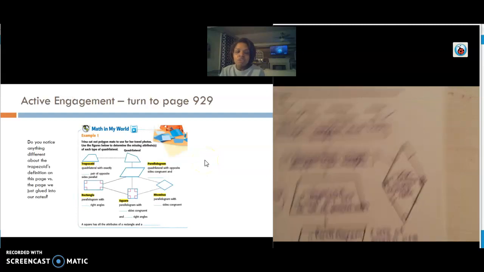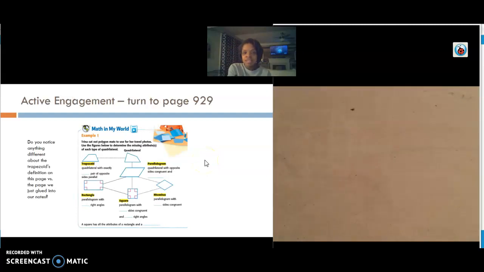All right, so for our assignment today, we're going to look at the book on page 929. So on 929, it gives you a different hierarchy, and I want you to see something because you can see the hierarchy two ways. You can see the hierarchy where the trapezoid is pulled out into the side, or you can see the hierarchy where the trapezoid is pushed below the quadrilateral. So we're just going to look at this one. Both of them are correct. Both of them are acceptable answers.